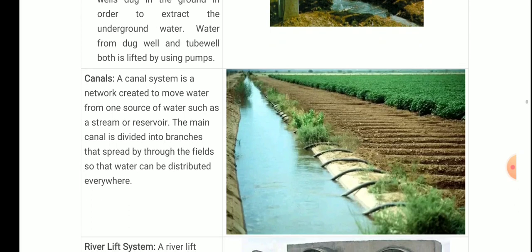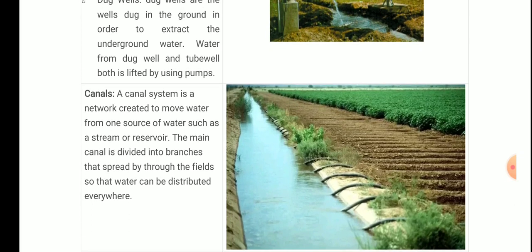Next, canals. A canal system is a network created to move water from one source of water such as a stream or reservoir. The main canal is divided into branches that spread through the fields so that the water can be distributed everywhere. You can see that it is a long canal, and from that the branches are spread to all the different types of fields, and with the help of it the water can be distributed everywhere.